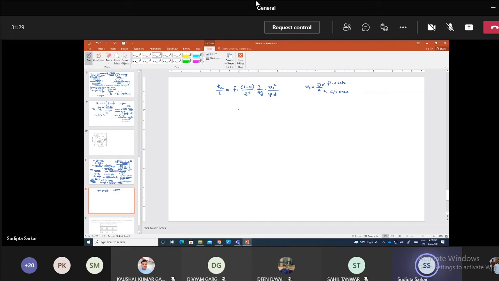Now there is more to this Carman-Kozeny formula. This is for laminar flow. For turbulent flow, f dash equals 150 into 1 minus e by Re plus 1.75. This is an empirical relationship that you will use.